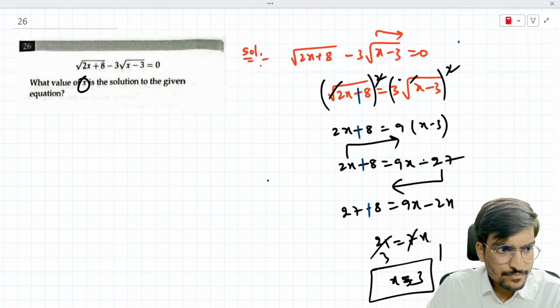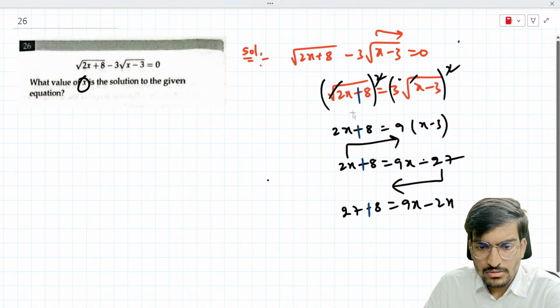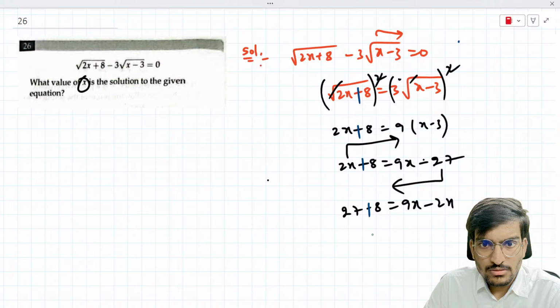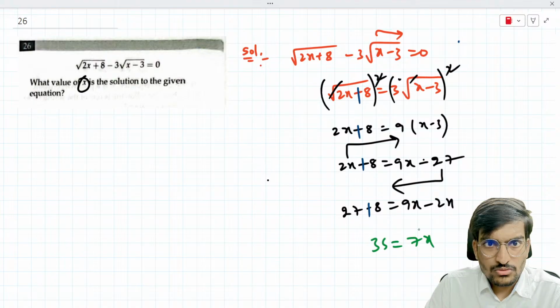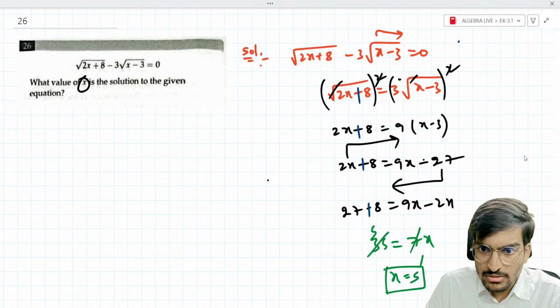So let me solve this. Here it's going to be 27 plus 8, which is 35, and then here it is 7x equals 35. Yes, x equals 5. Thank you, Tanu. And we still have two more problems.